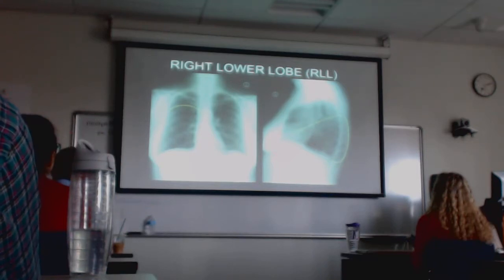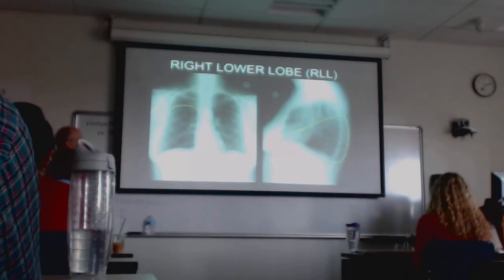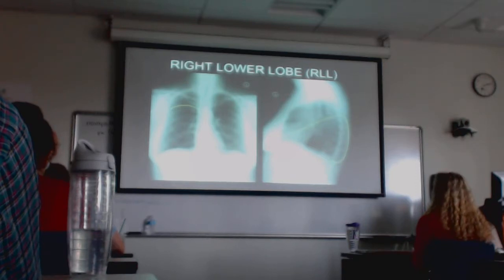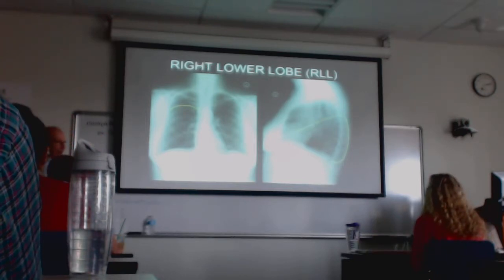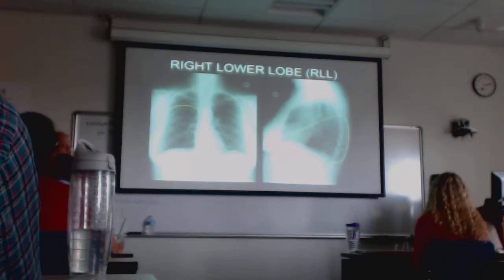So 3 lobes on the right: right upper, right middle, right lower. And we're going to show you in a little bit, those 3 lobes are divided around 2 fissures, the major fissure and the minor fissure. I'll show you pictures of the anatomy of the chest, something that you're going to use.